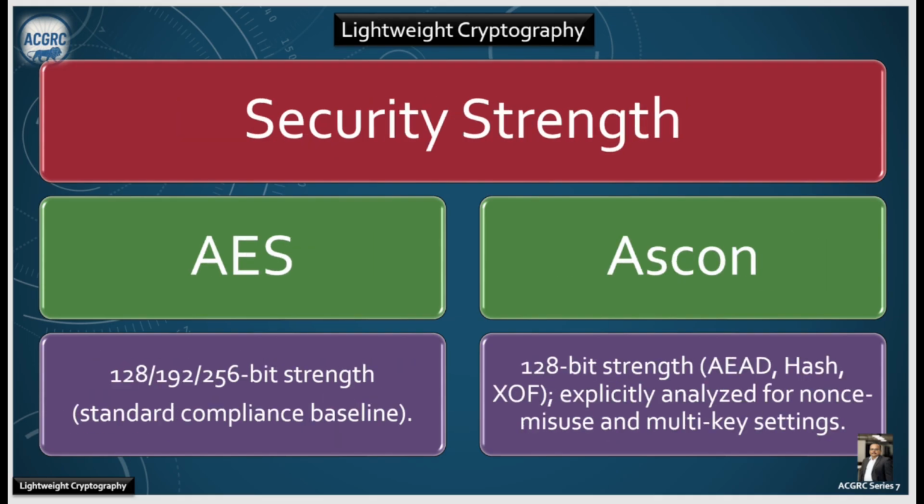From a security perspective, AES has 128, 192, 256-bit strength. Ascon has 128-bit strength, explicitly analyzed for nonce misuse and multi-key settings. We'll discuss this in detail as we move forward. But if you look at it from a bit strength perspective, Ascon is in line, if not completely, but it's still in line, good enough protection from a security perspective. Not far behind.